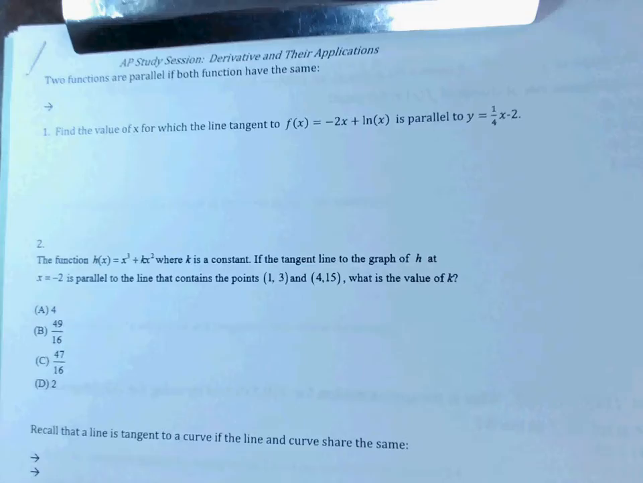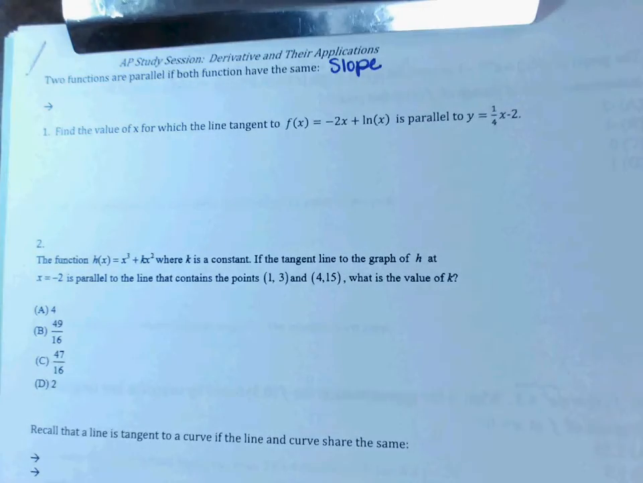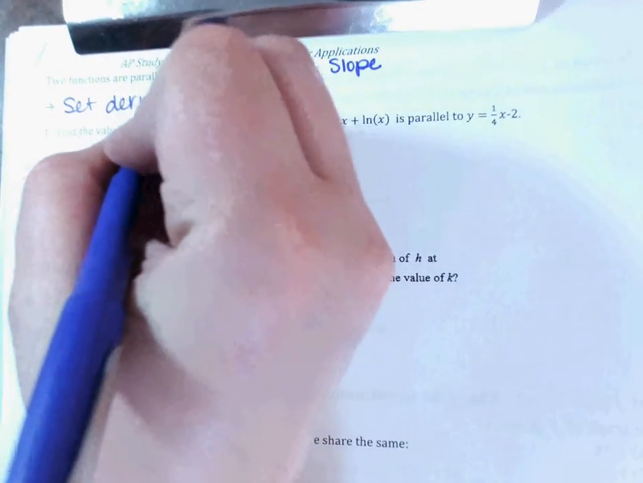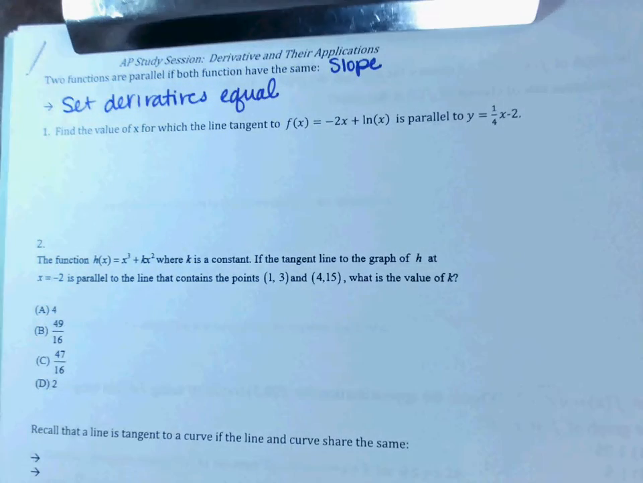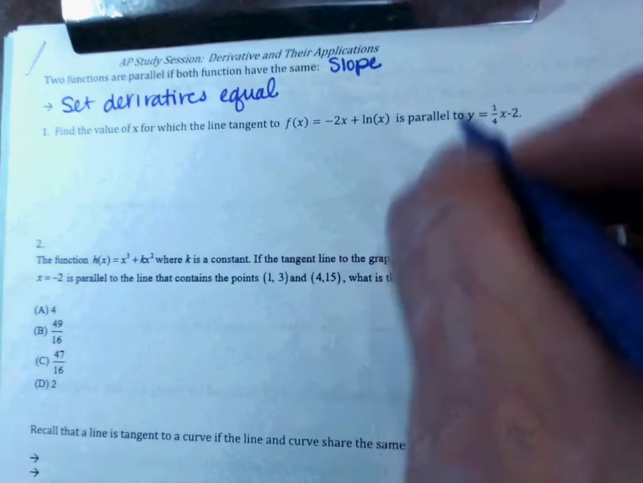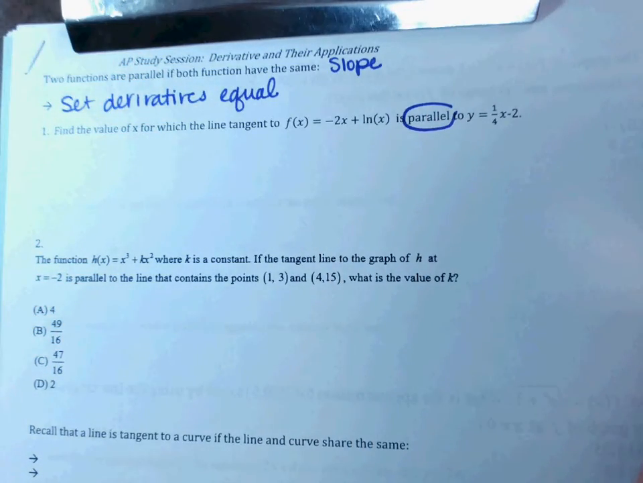Parallel functions. What do they have that's the same? The same slope. So remember, if they have the same slope, then you need to set the derivatives equal. Good job. So on your grind, if you want to find the x where their tangent lines are parallel, then you need to take each of the derivatives and then set them equal.